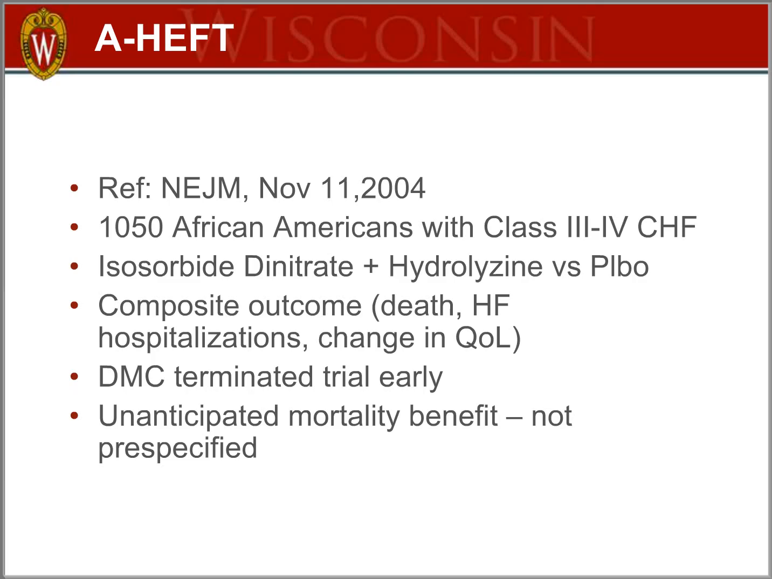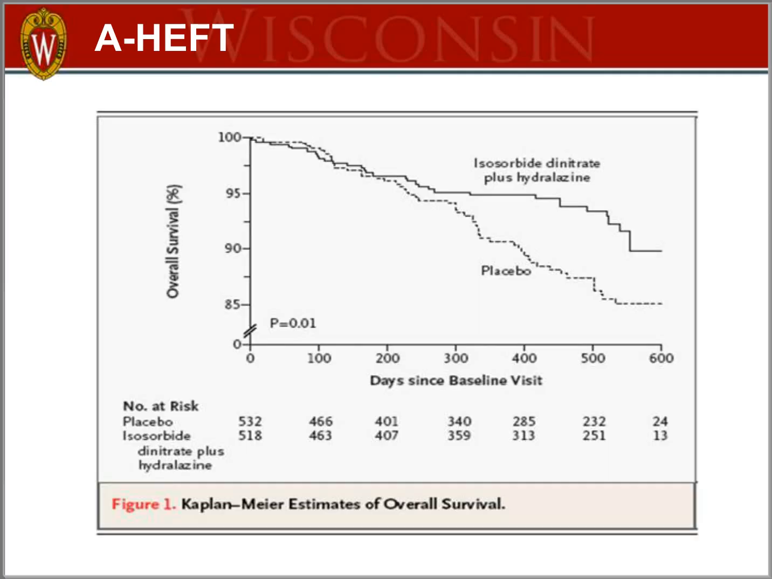A new outcome was defined, a composite outcome, which we'll discuss later, that included death, heart failure hospitalizations, and change in quality of life. This trial, however, was stopped early because of an unanticipated mortality benefit that was not pre-specified. So sometimes you have an idea of what the trial was designed around, but something unexpected turns up, in this case, mortality. Here, for example, I've shown you the mortality survival curves for the two therapies, the placebo versus the combined therapy. As you can see, after about 200 days, the survival experience tends to separate. And in fact, it was statistically significant, so much so that the trial was terminated early.